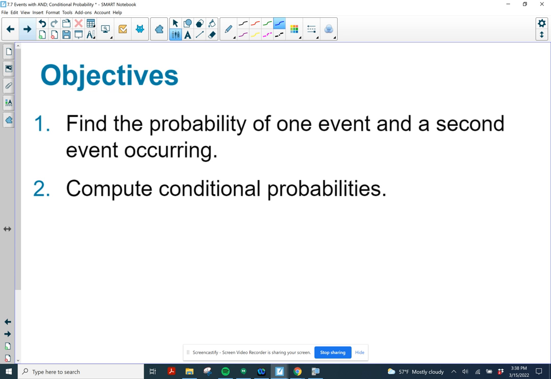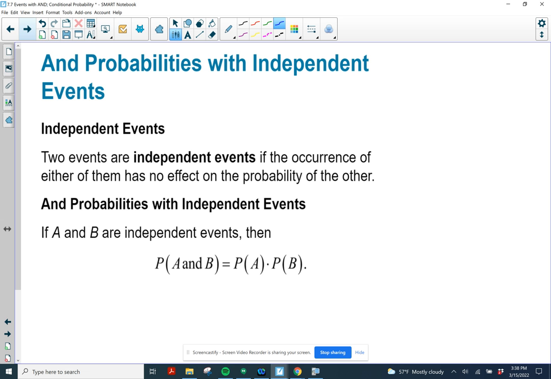We're going to find the probability of one event and a second event occurring. And we're also going to compute conditional probabilities. Here we go. So we first need to understand the notion of independent events. Two events are independent events if the occurrence of either of them has no effect on the probability of the other.